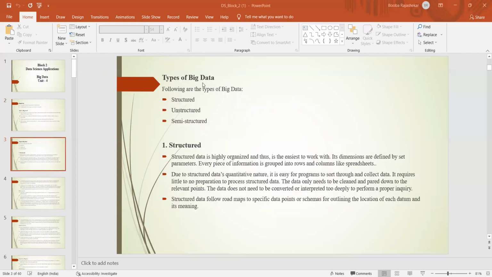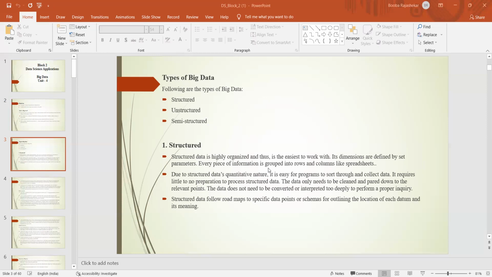Types of big data. What types of big data are available? One is structured, unstructured, and semi-structured data. Structured data: what is it? It has a structure. Structured data is highly organized and is the easiest to work with. It is defined by a set of parameters; the dimensions should be defined by the parameters. Every piece of information is grouped into rows and columns like spreadsheets. So structured data is like a spreadsheet, with rows and columns.